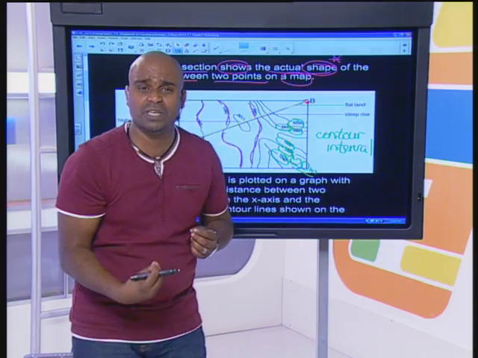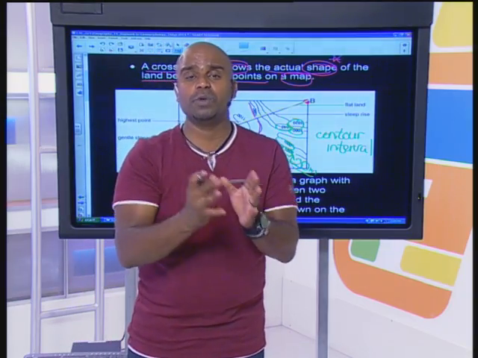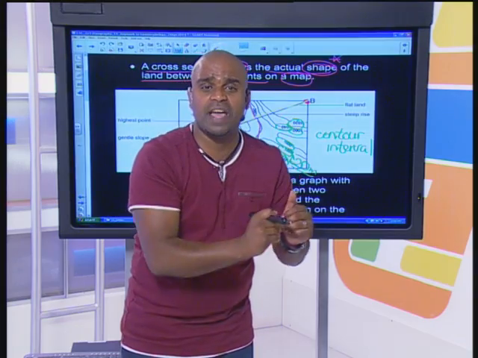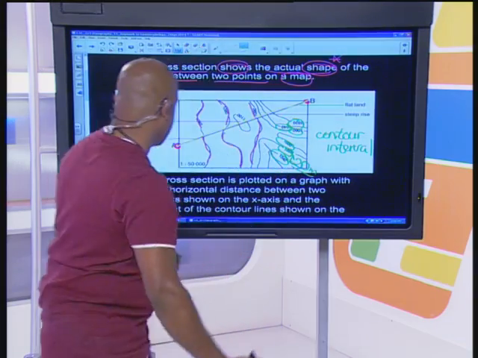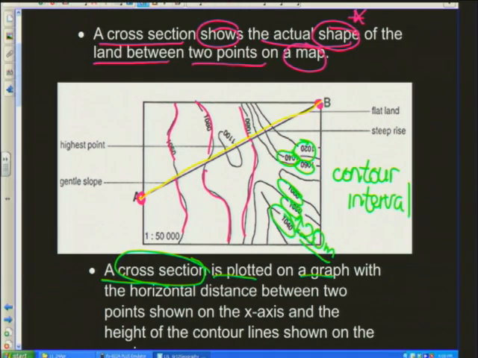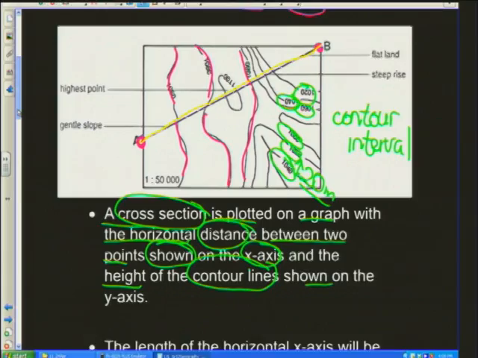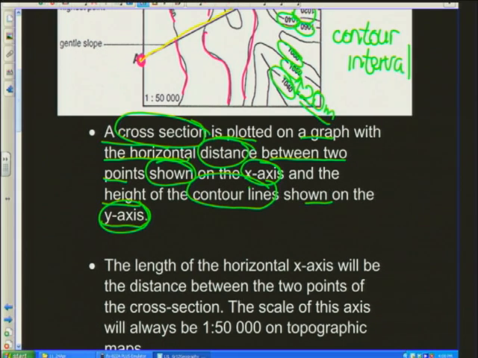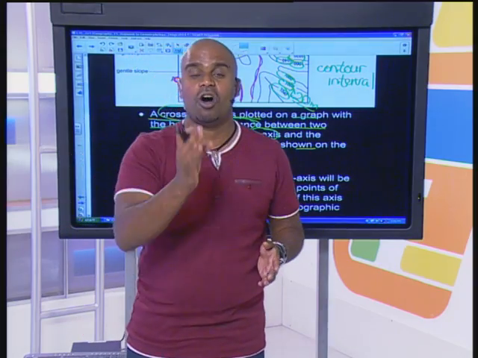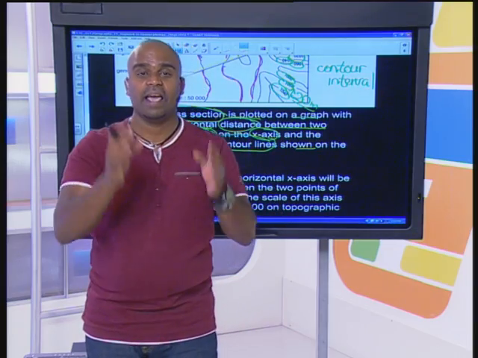Why is it important to establish this? Because when we construct a cross-section, we will be working with vertical as well as horizontal axes, and we must determine initially on that map what the contour interval is. A cross-section is plotted on a graph, with the horizontal distance between 2 points shown on the x-axis and the height of the contour lines shown on the y-axis. So immediately you should know that a cross-section is a graph. You will be required to construct a cross-section on an x and y Cartesian plane.